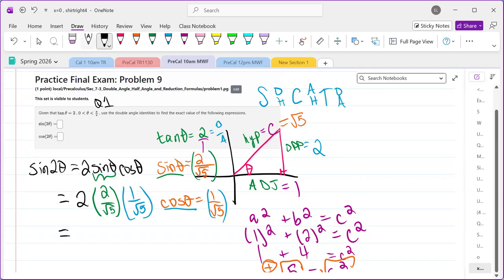So now I just finished the calculation. That's 2 over 1. 2 times 2 times 1 is 4. 1 times the square root of 5 times the square root of 5 is 5. So we get 4/5 for our sine 2 theta.